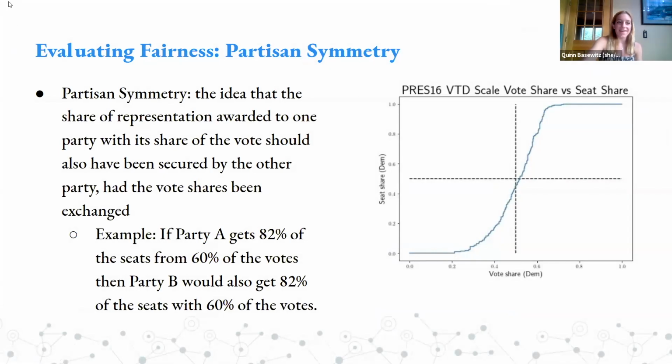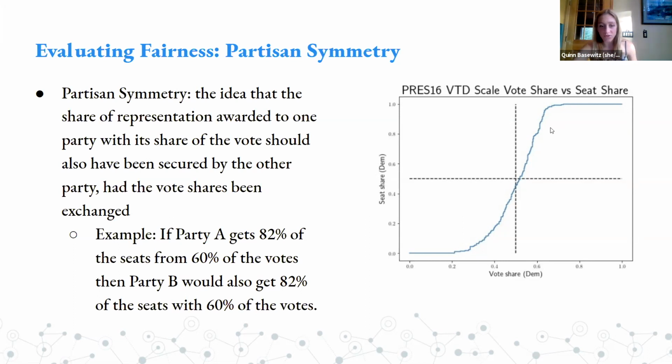So then we talked about that the representation is not always fair, but we didn't talk about yet how we can measure whether it's fair or not. So the first thing is looking at partisan symmetry. And this is the principle that a particular vote share received by a party should translate into a specific number of seats regardless of which party received that share of the vote. So in the graph on the right, again, when Democrats receive 60% of the votes, they win 82% of the seats. And when Republicans win 60% of the votes, they also win 82% of the seats.